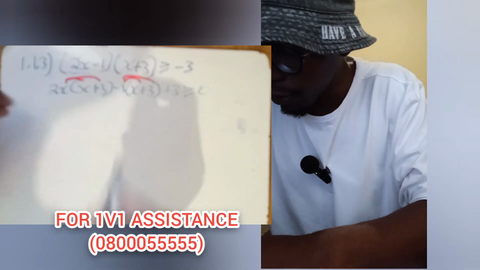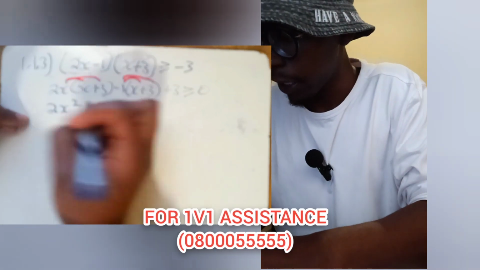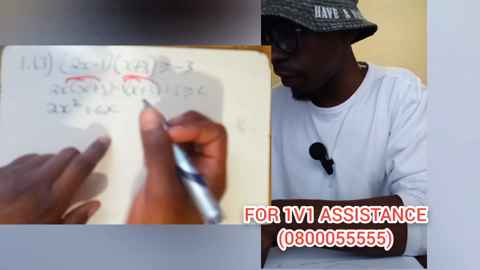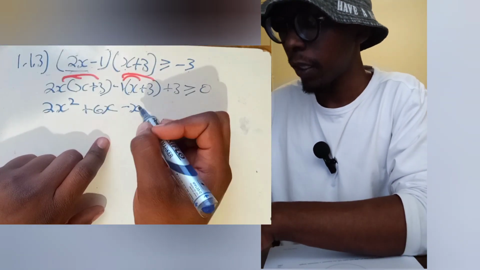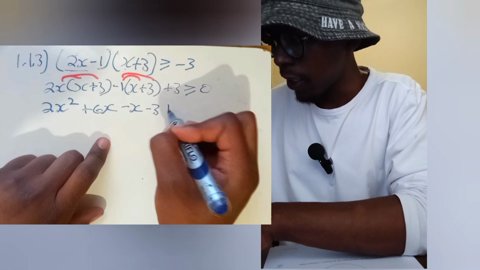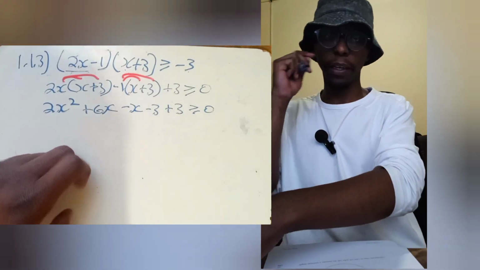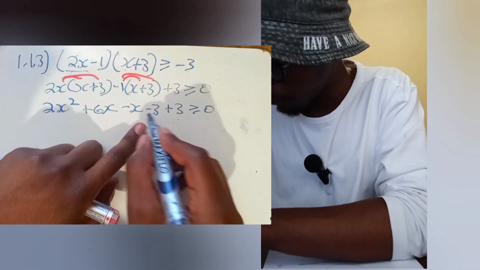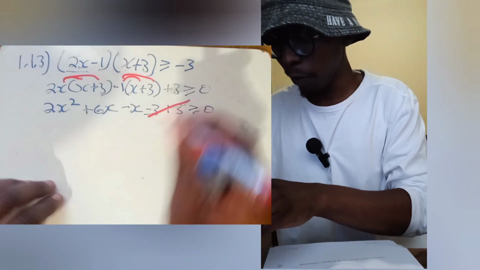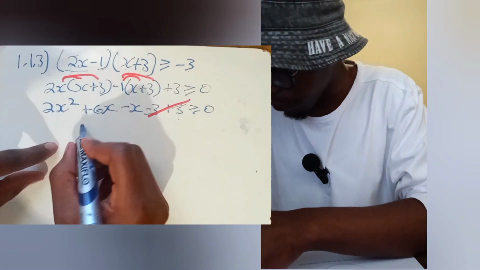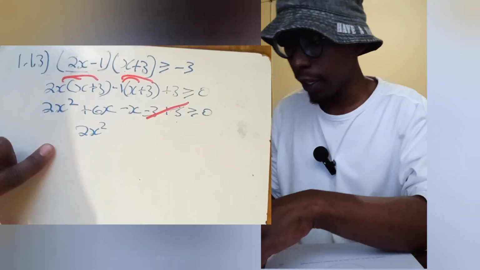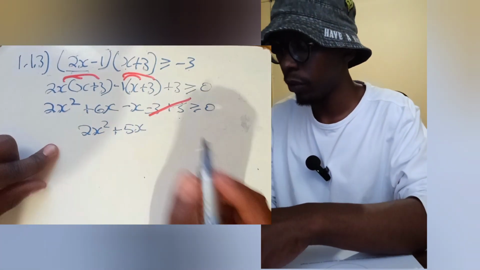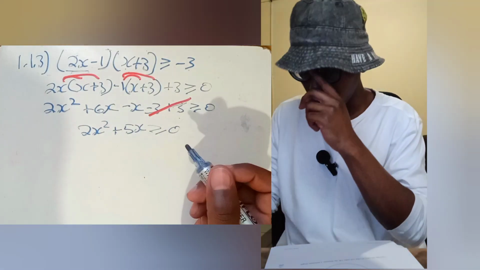So 2x times x will give me 2x squared, and then 2x times 3 will give me 6x, minus 1 times x, it's minus x, minus 1 times 3 is minus 3, and I still have my positive 3 hanging around there, waiting for its counterpart. So minus 3 plus 3 is obviously 0. These ones will give me 0. And then I have 2x squared, and then the 6x minus x will obviously be plus 5x, which will be greater or equal to 0.